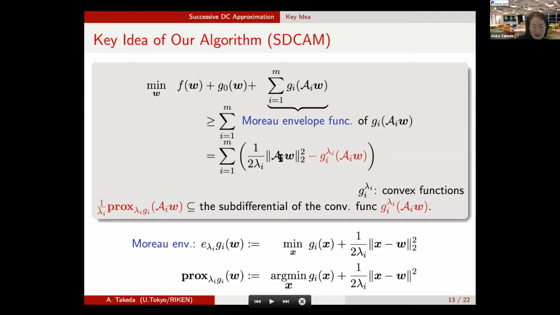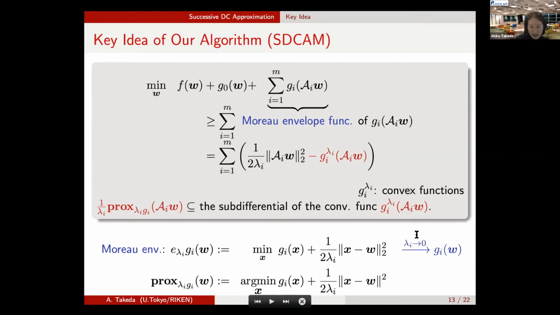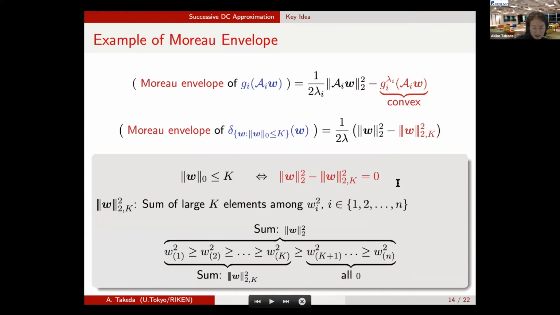So it's still not a convex function altogether, but we can linearize this part because we know that the subgradient vector of this part can be obtained by the calculation of the proximal operator. So the proximal operator gives a subgradient belonging to this one. So we can calculate the gradient vector by calculating the proximal operator. And if lambda goes to 0, this one goes close to the original function. So this is the example of the Moreau envelope.